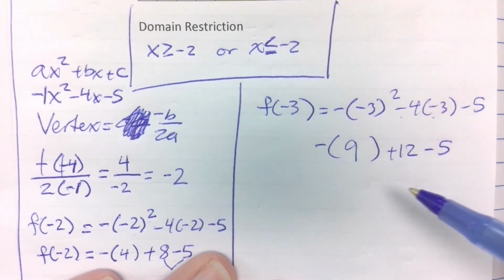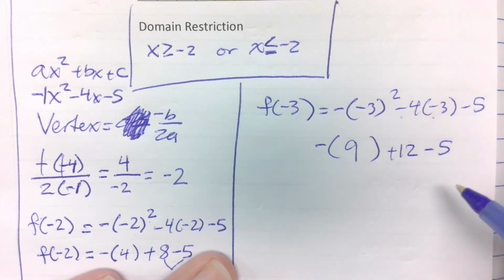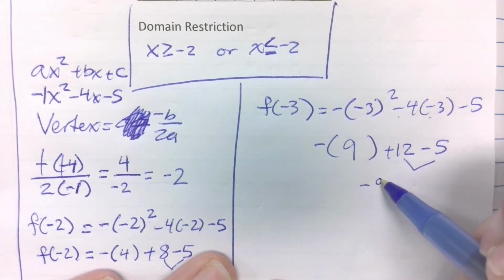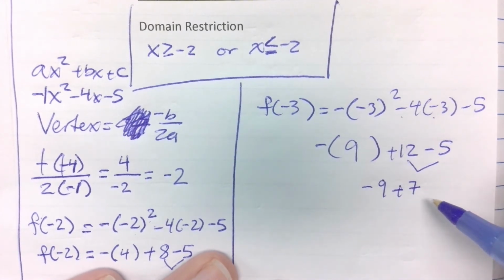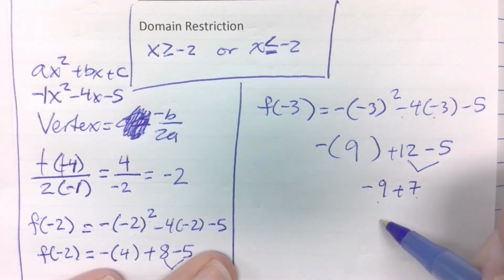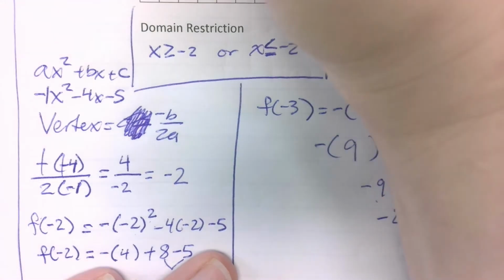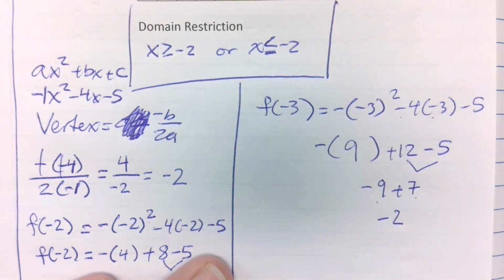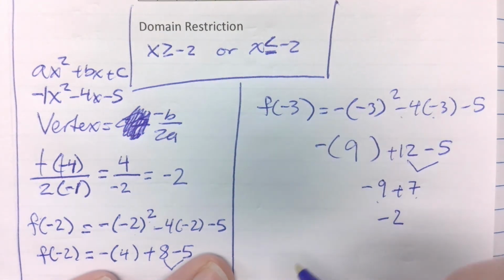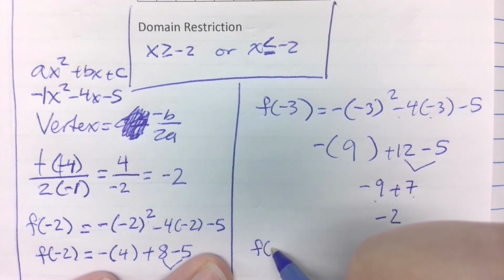Which ones do you want to put together? Negative 9, 12, negative 5. Which two do you want to do? 12 and the 5, what's that make? Positive 7. What's negative 9 and positive 7 make? Negative 2. Last one.